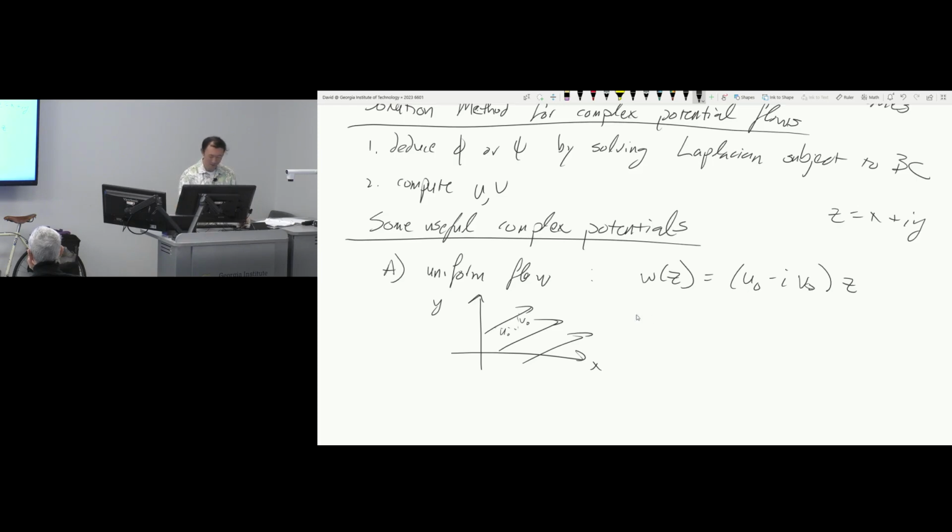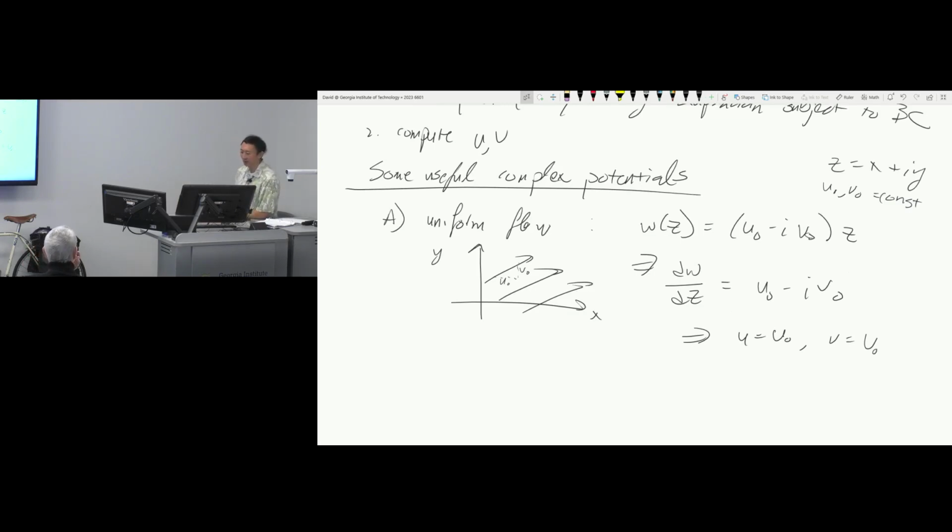And why do I say that? Because according to the Cauchy-Riemann equation that we had before, dw/dz is just going to be u naught minus i v naught. And remember, we said that basically this component was going to equal u, and this component was v. u is equal to u naught, and v is equal to v naught. I like to put the naughts underneath those so you know that u naught and v naught are given constants. They basically determine what direction the uniform flow is in.